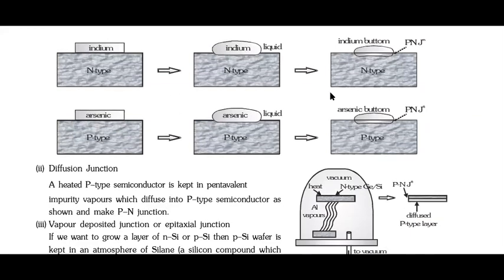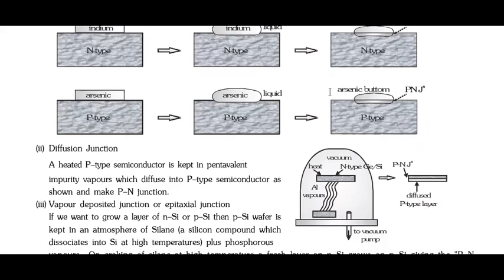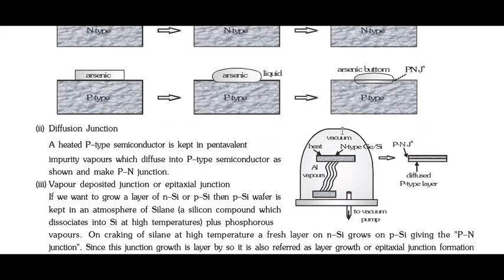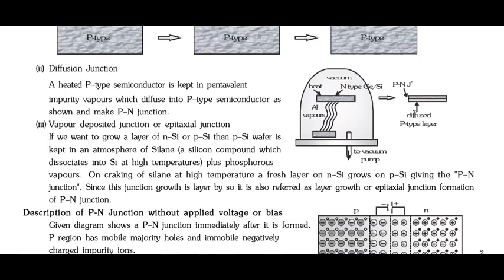Then the second is diffusion type, and then vapor deposit. Again, this is just theory. You just have to know that this is this type. I'm not going into this theory. I'll just explain what a PN junction is. These are the different methods in which you can create a PN junction. Okay, everyone. Don't worry, I'll share each and every note with you.